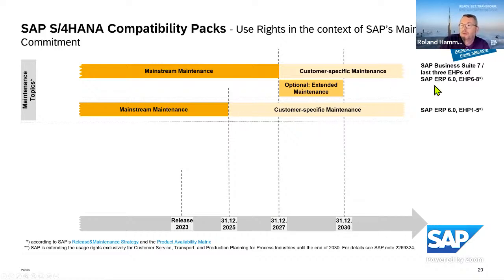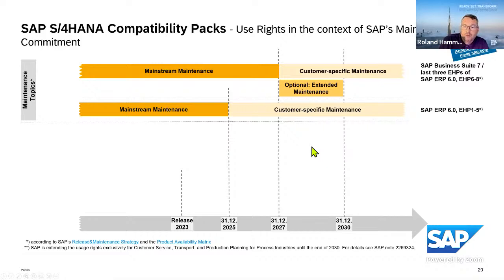For the business suite, with the last three enhancement packages, 6, 7, and 8, you see the mainstream maintenance goes until end of 2027. So please note there is this important difference in between. Especially if you intend to use your ERP system longer, then please understand the difference between the different enhancement package levels. This maintenance, as mentioned, ends definitely by end of 2027, and you have the option to optionally purchase extended maintenance, which then will go until end of 2030, or you would directly go into customer-specific maintenance.